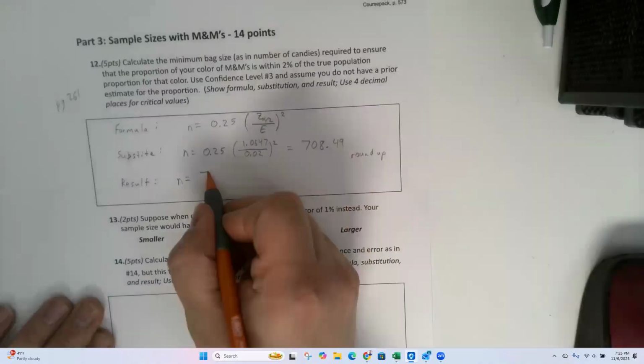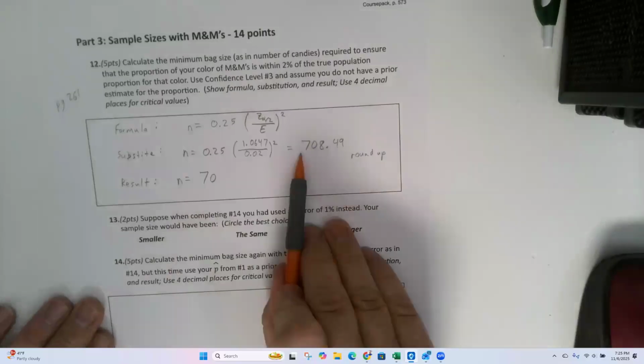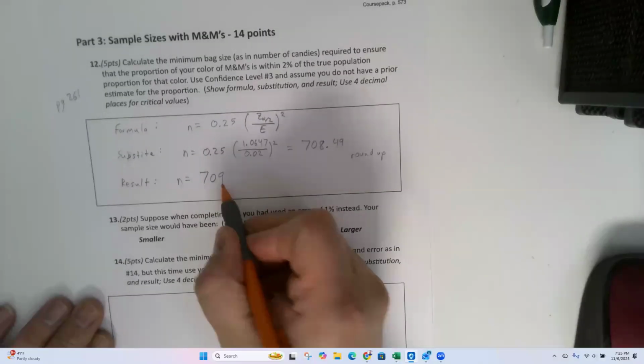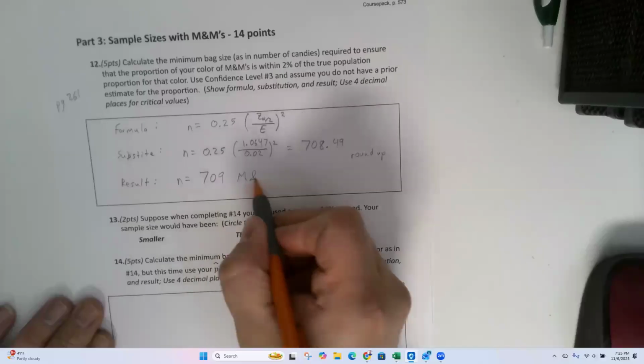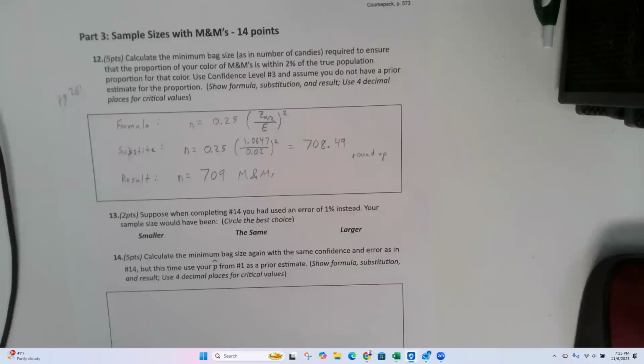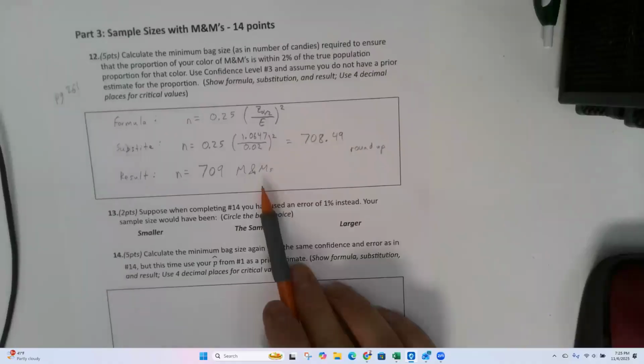Okay. So even though normally I would write this as 708 because 0.49 would round down, I'm going to round up to 709. Okay, 709 M&Ms. It's a lot more than I had before. I had 145. And so by using a larger sample, I'll be able to be more accurate.